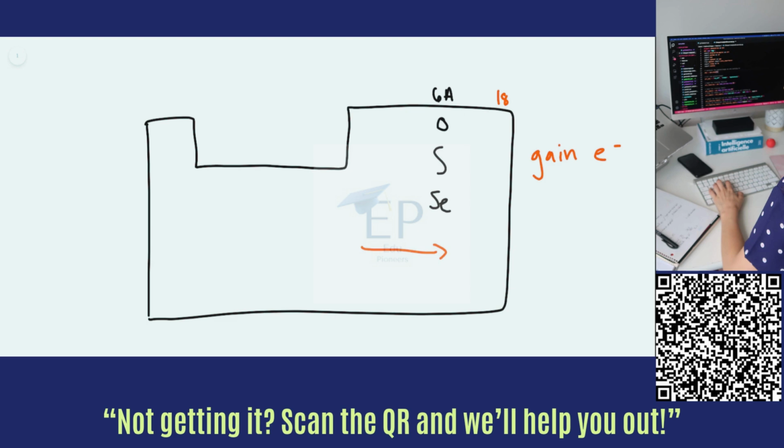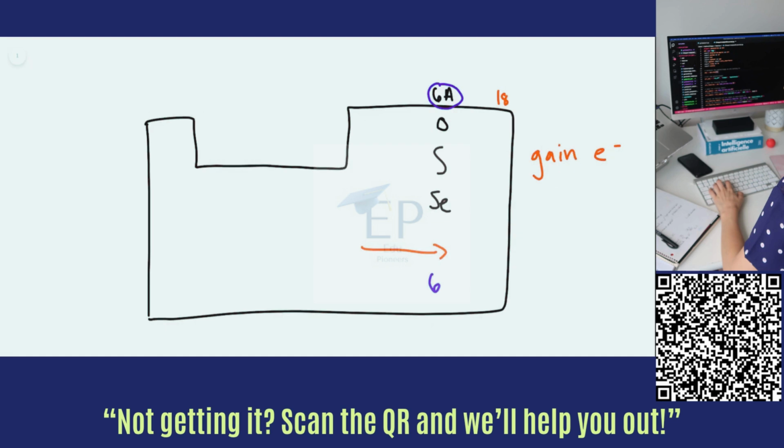A handy thing to know is that the group number actually tells you how many valence, or outer, electrons all of the elements within that group have. So since this is group 6A, all of these elements start out with 6 valence electrons.